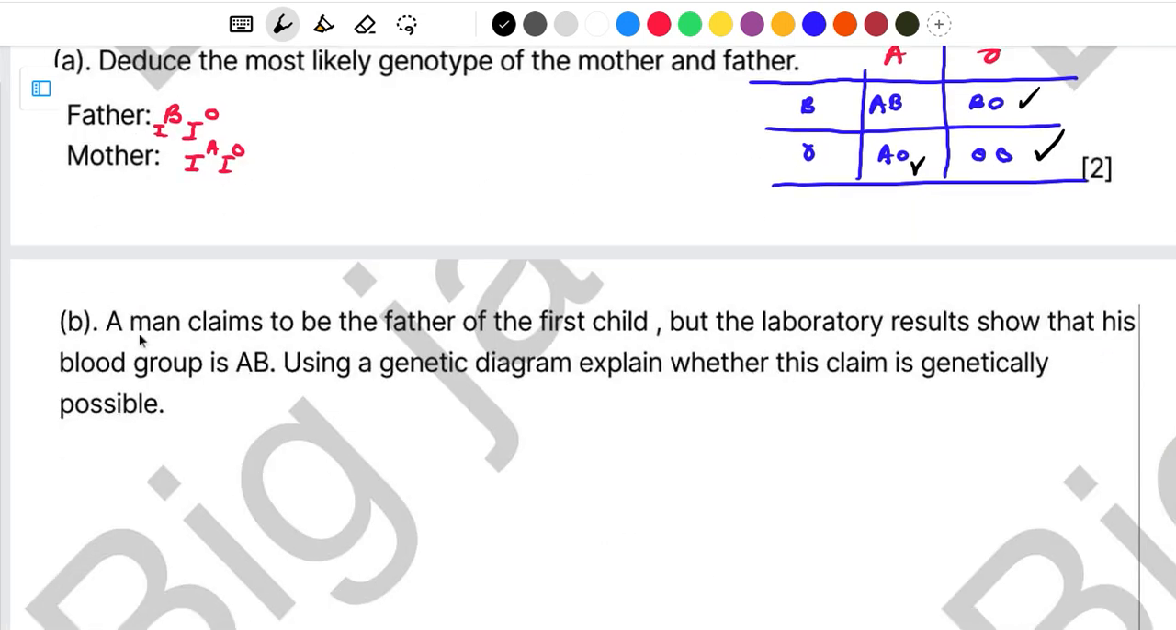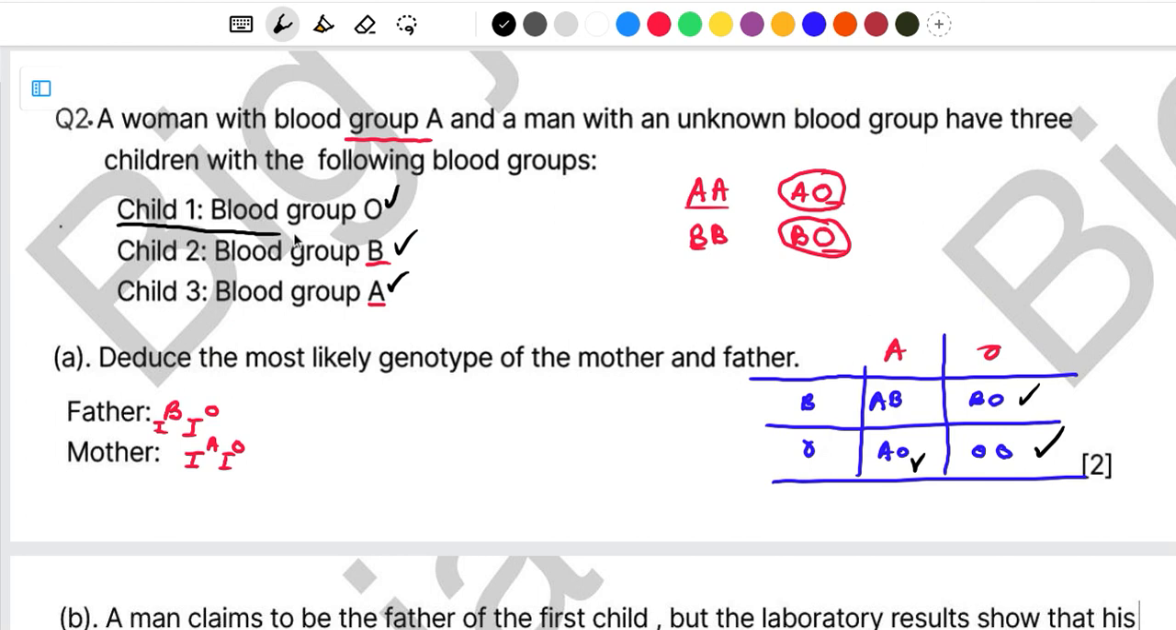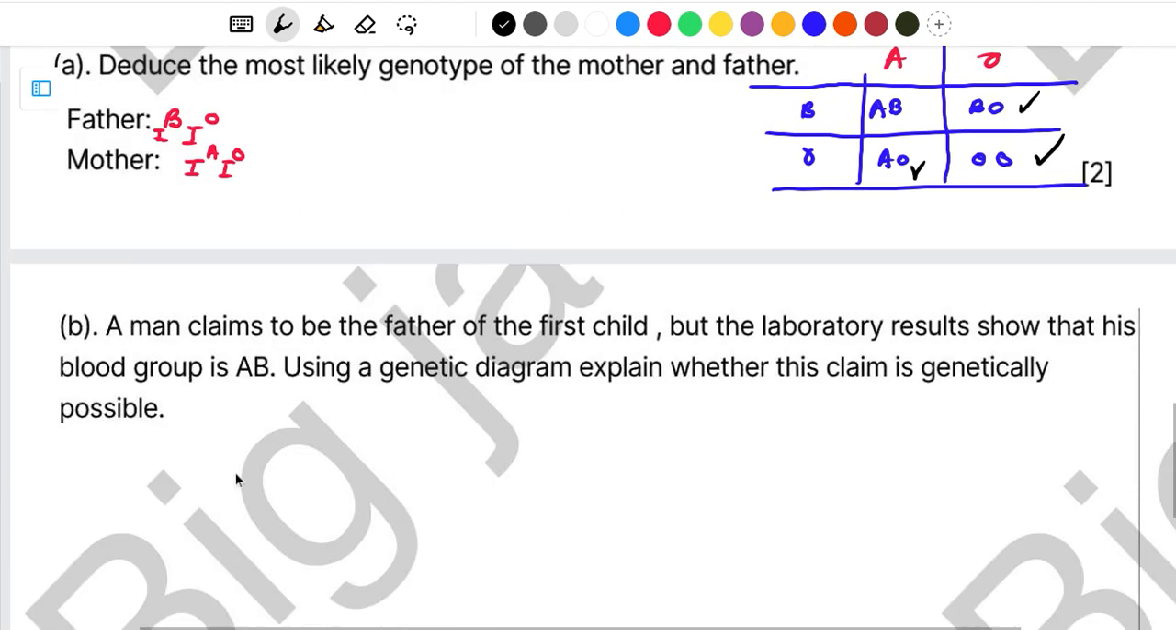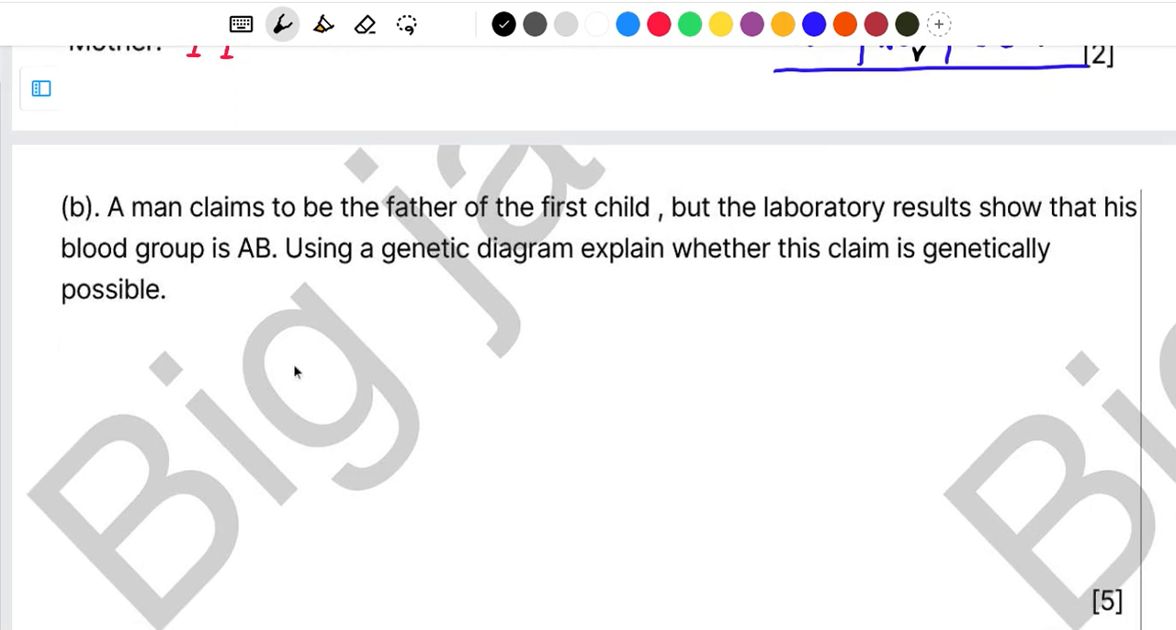Okay. A man claims to be the father of the first child, but the laboratory results show that his blood group is AB. So the man would claim to be the father of the first child, who is having blood group O. Okay? That is our child. And this man is having blood group AB. Now using a genetic diagram, explain whether this claim is genetically possible. So at the end, we need to come up with a conclusion if it is genetically possible or not genetically possible.